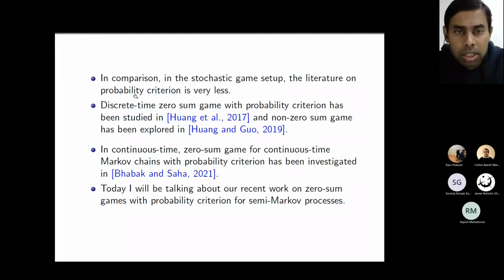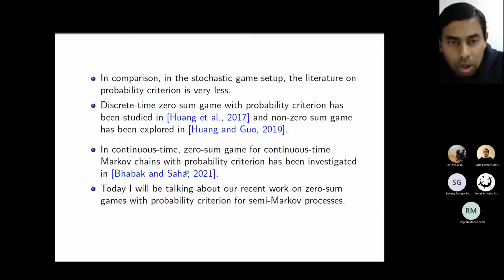Now, so that's in discrete time for multiple controllers or stochastic game. In continuous time, zero-sum game for continuous time Markov chains with probability criterion has been investigated by myself and my student Arnav in 2021. But today, as I said, in continuous time, the stochastic process can be continuous time Markov chains or semi-Markov processes or diffusions. Diffusions are basically solutions of stochastic differential equations.